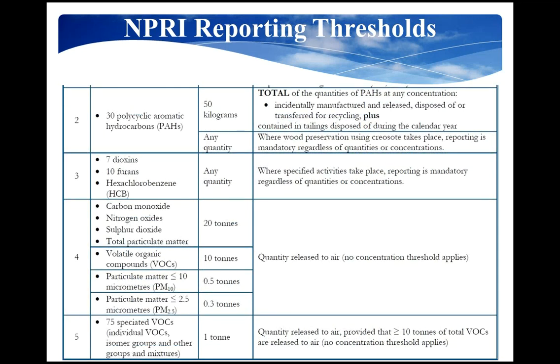And then I want to jump to Part 4, where it's important to note there is no concentration threshold. It's just simply the quantity that's released to air, so there's only a mass threshold. So if you release 10 tons of VOCs to air, then you report VOCs. Part 5 substances, again, there's no concentration threshold, and it's the total amount released to air. But Part 5 is only triggered if you meet the threshold for VOCs under Part 4.